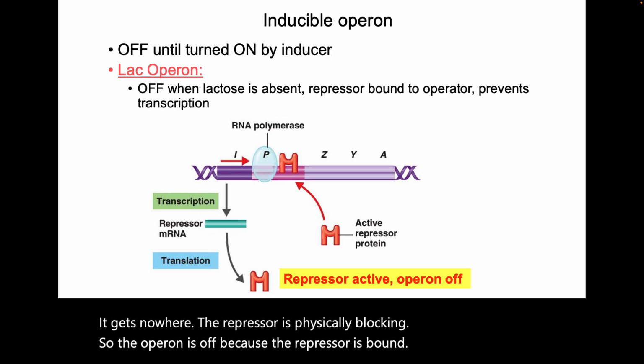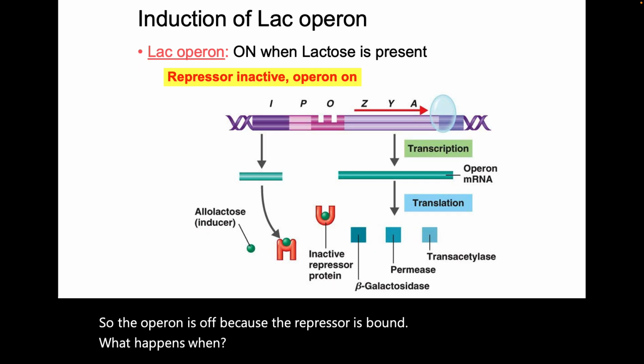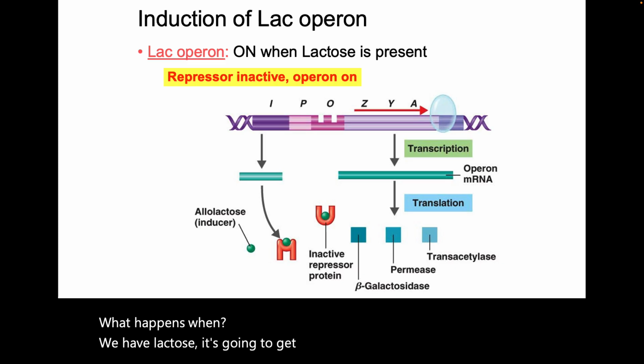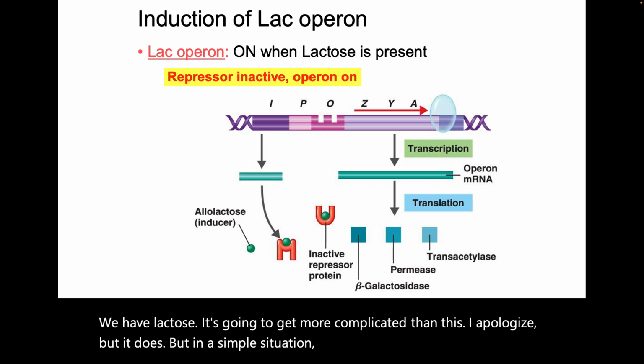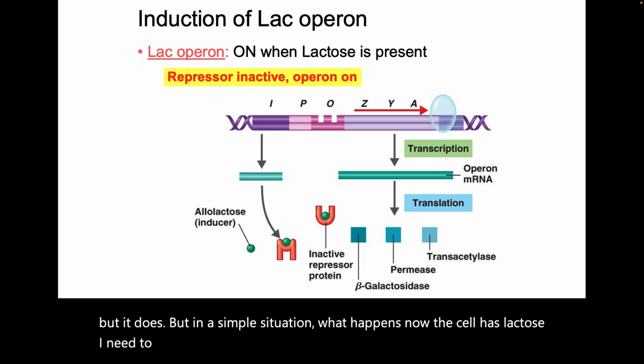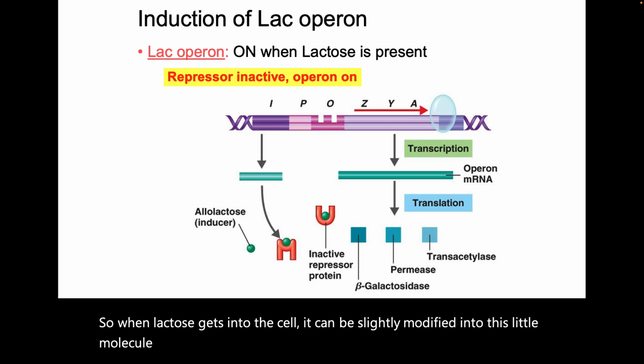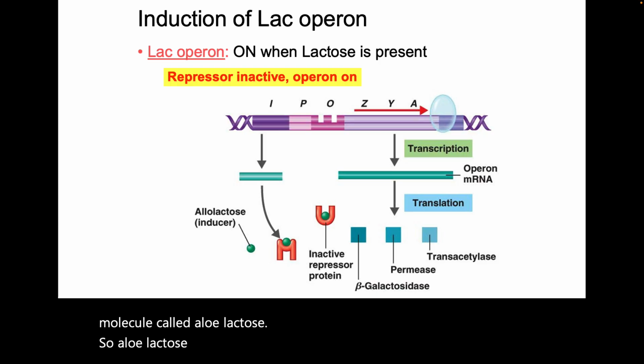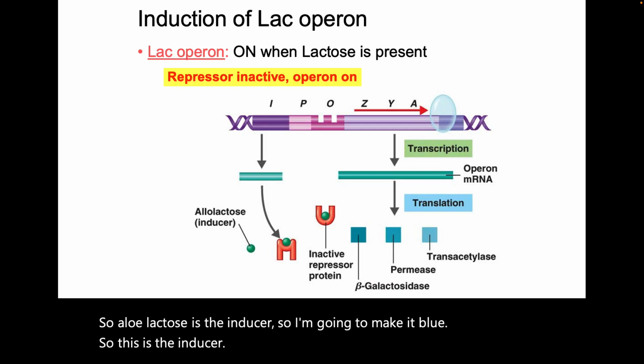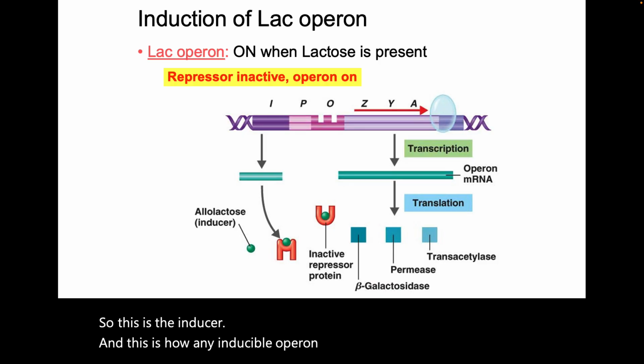What happens when we have lactose? It's going to get more complicated than this, I apologize, but in a simple situation, what happens now that the cell has lactose? I need to use my lactose. So when lactose gets into the cell, it can be slightly modified into this little molecule called allolactose. Allolactose is the inducer, so I'm going to make it blue. This is how any inducible operon would work. There's going to be an inducer.